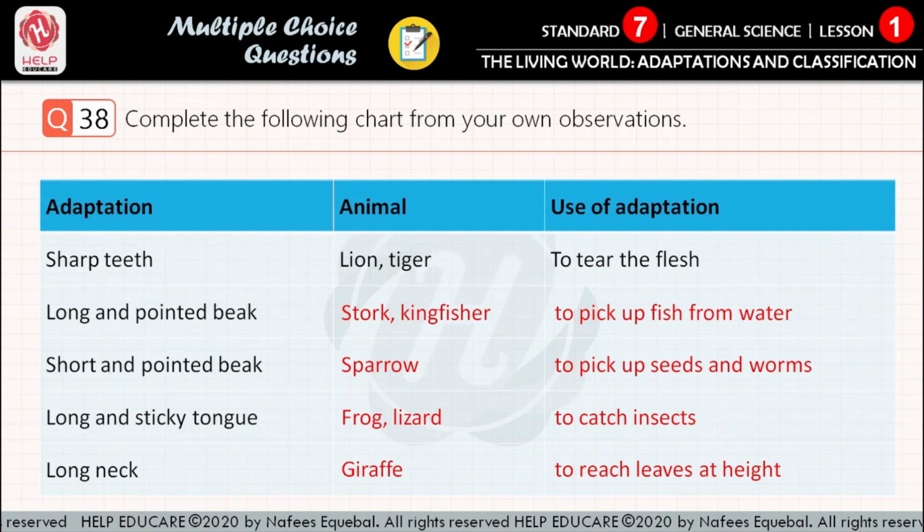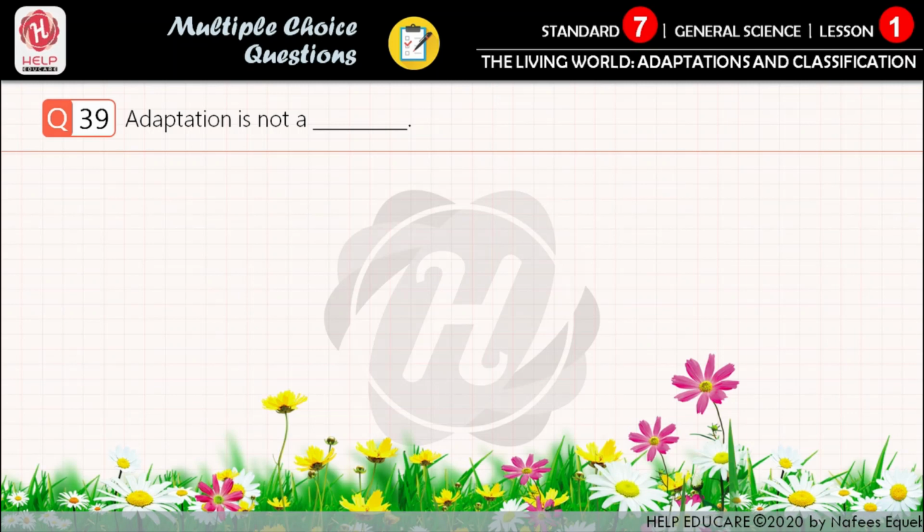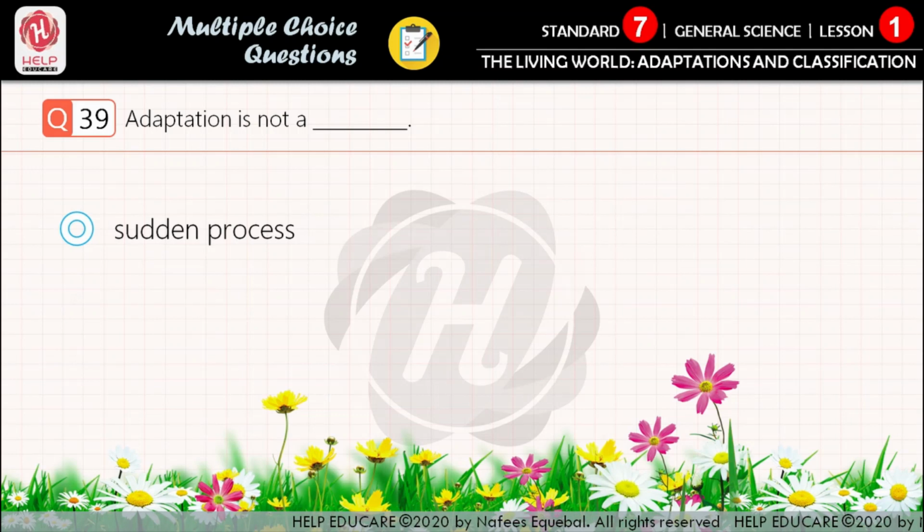Question number 39. Adaptation is not a dash. First option, sudden process. Second option, gradual process.